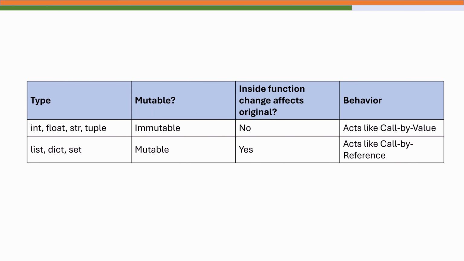So here's the big picture. In Python, everything is passed by object reference. What decides the outcome is whether the object can be changed. Immutable objects behave like call by value, safe and isolated, and mutable objects behave like call by reference, shared and modifiable. So understanding this helps you predict when your functions will modify the data and when they won't modify the data.